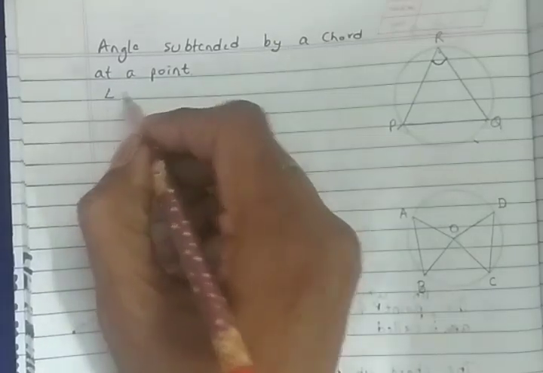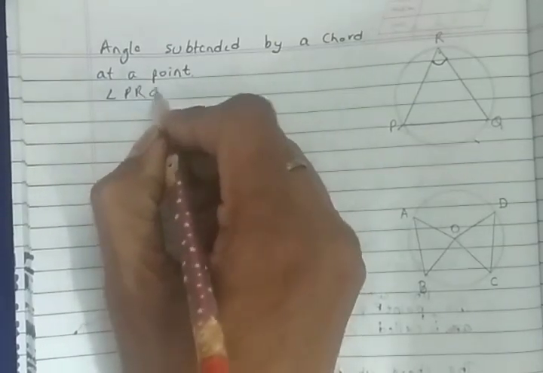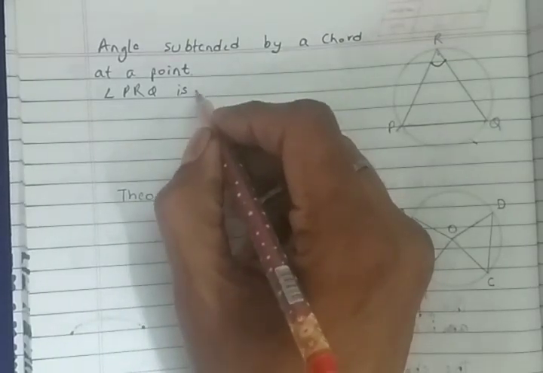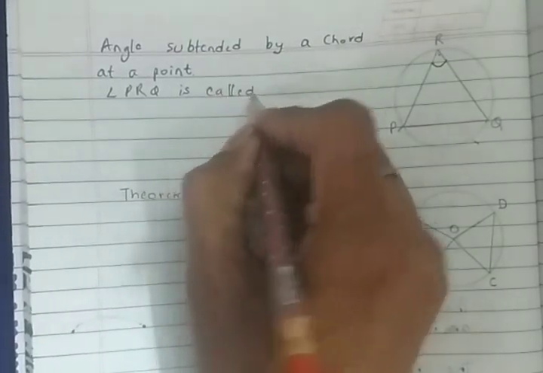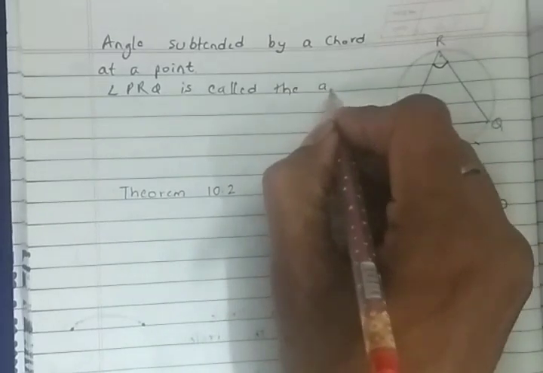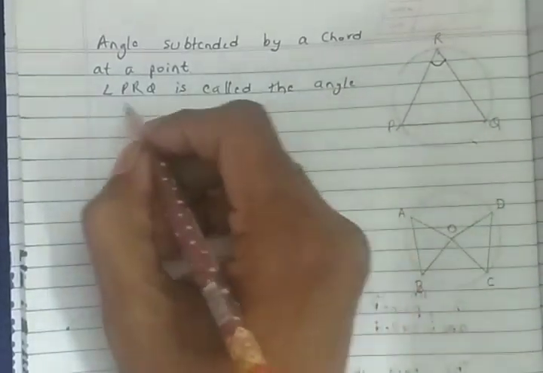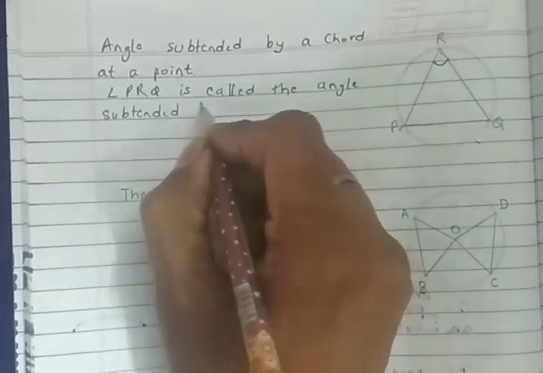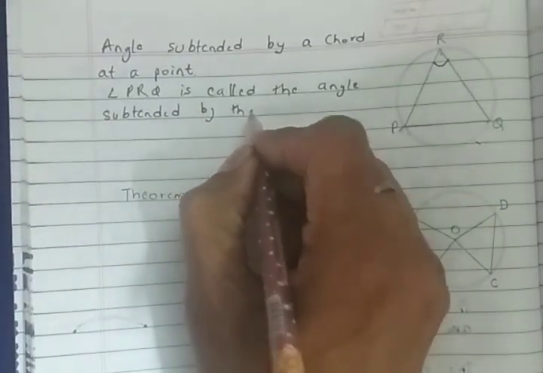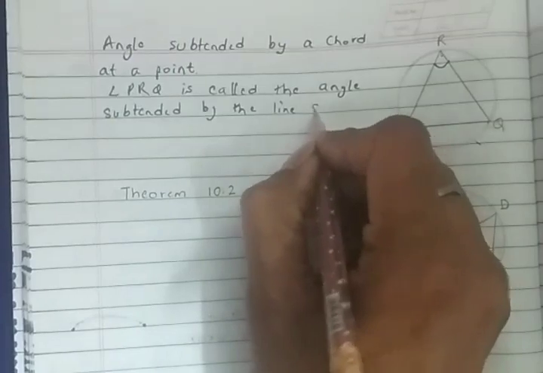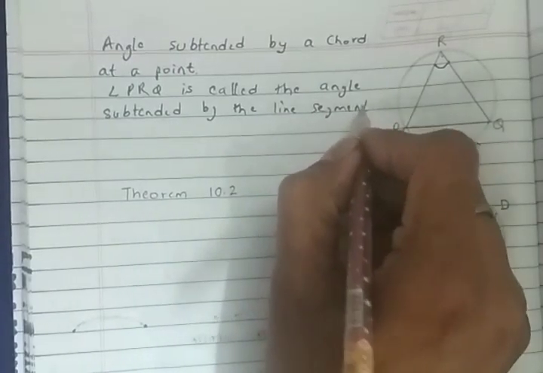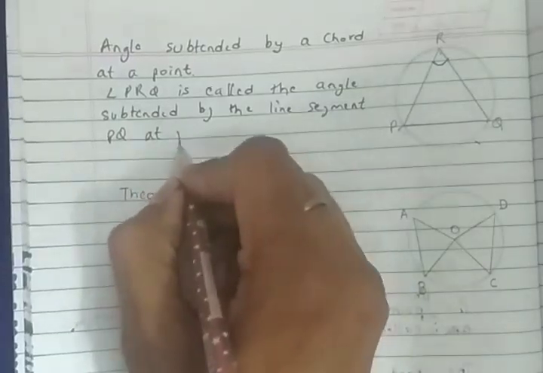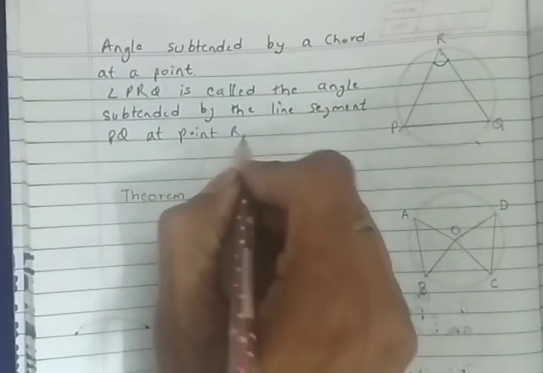So here we have seen that angle PRQ is called the angle subtended by the line segment PQ at point R.